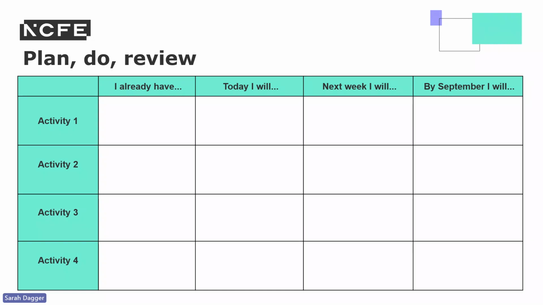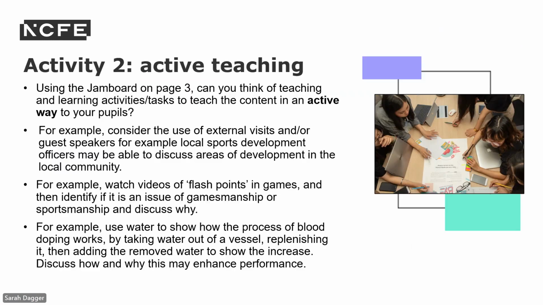We'll move on to activity 2, and then you can add to it as we go. So activity 2, using the Jamboard. We want to think about active teaching. How can you bring that qualification specification to life so that students aren't just sat behind the desk listening to it being taught? Very much so with it being around sport and being active. Again, there are some questions on the board to generate ideas.